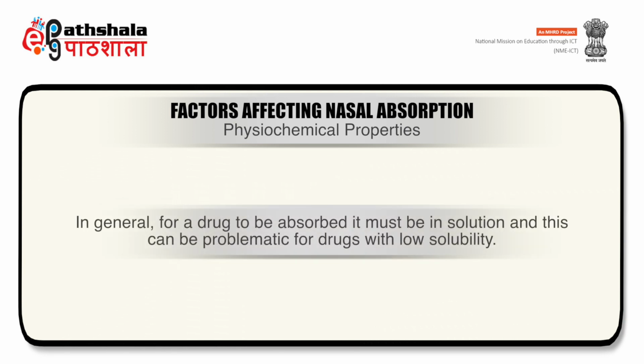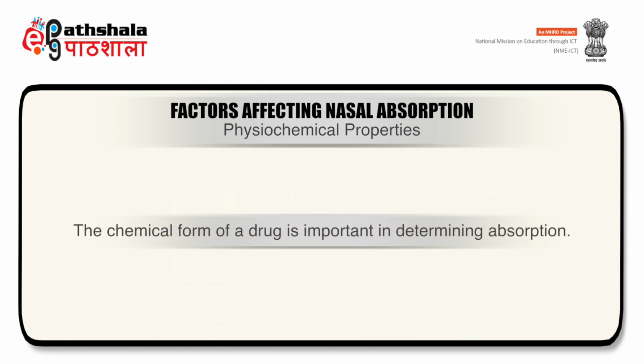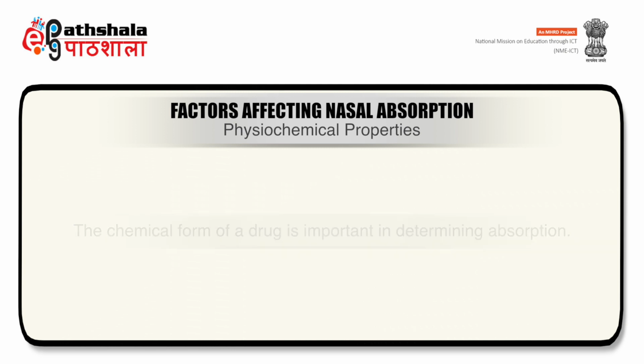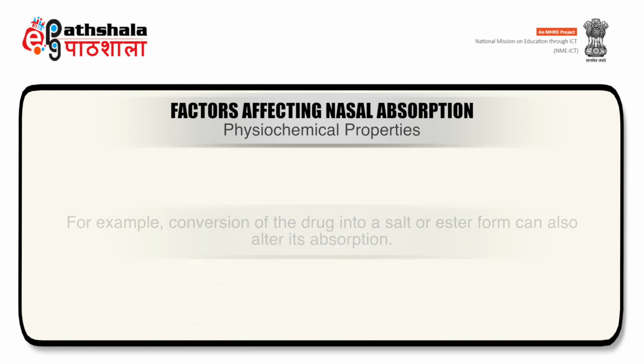In general, for a drug to be absorbed, it must be in solution, and this can be problematic for drugs with low solubility. For instance, polar drugs and some macromolecules are not absorbed in sufficient concentrations because of poor membrane permeability, rapid clearance, and enzymatic degradation. The chemical form of a drug is important in determining absorption. For example, conversion of the drug into a salt or ester form can also alter its absorption.